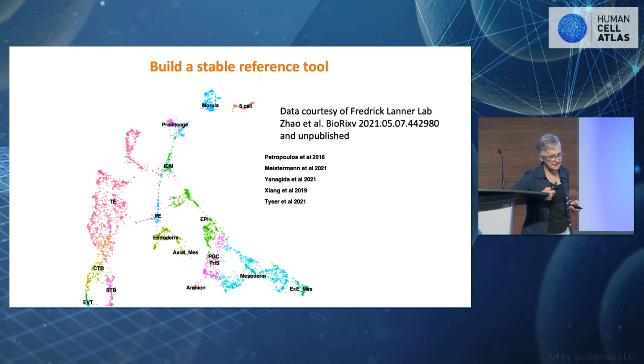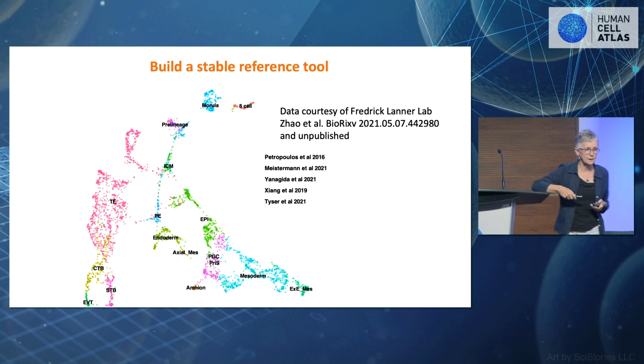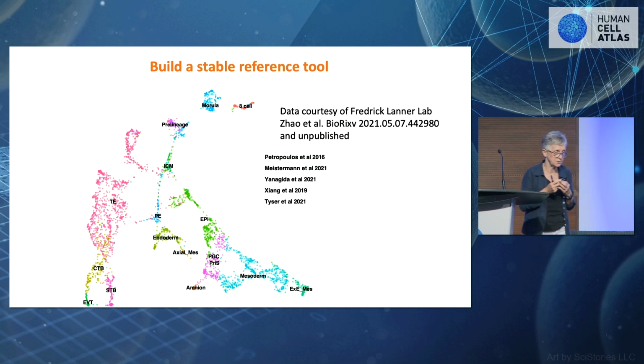And Frederick Lanner's lab, who we'd collaborated with on the mouse work, has gone on, in particular Chen Zhao in his lab, has been really trying to develop what they call a reference tool to look at the trajectory of single-cell gene expression analysis in human embryos, pulling data from a number of different published studies from pre-implantation right through to the Tyser et al. study, which actually was a study on a very rare early human gastrula that was obtained from termination material. So this gives you a trajectory from the early embryo right through to gastrulation.